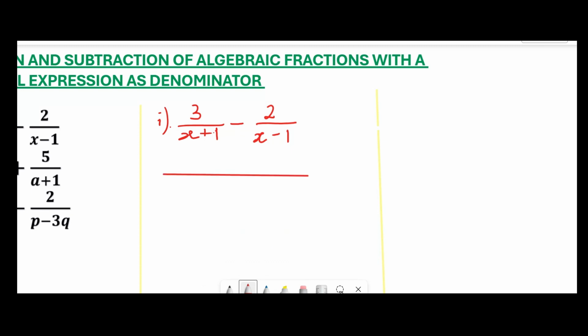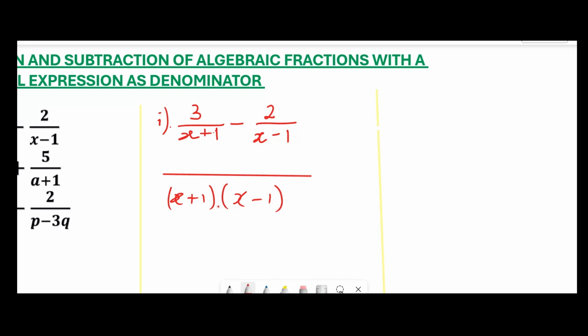But the question is, what will be the LCM for this? These are binomials, x plus 1 and x minus 1. How do we find the LCM? We just have to multiply the denominators, and that's going to be something like this: x plus 1 times x minus 1, and that will be the LCM. So that means the LCM is this expression. Very interesting.